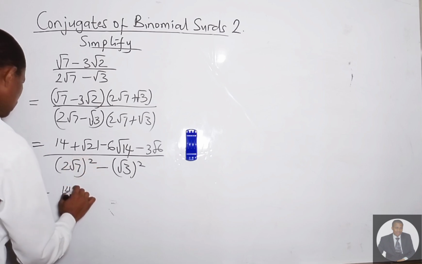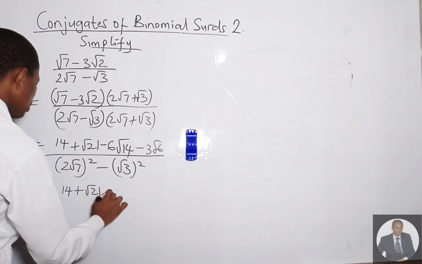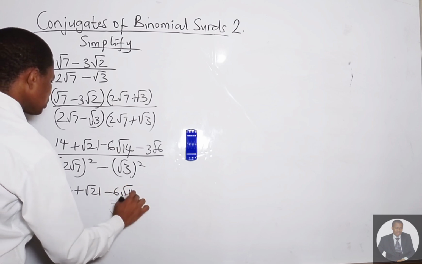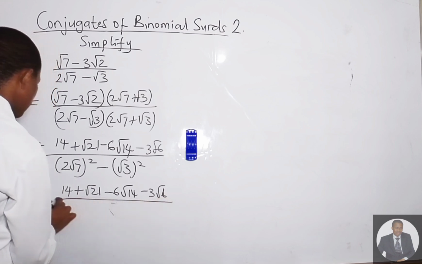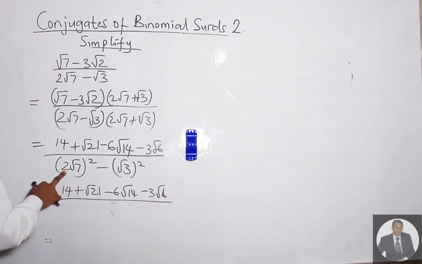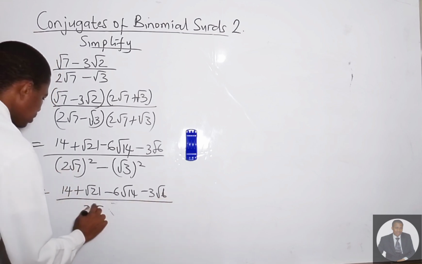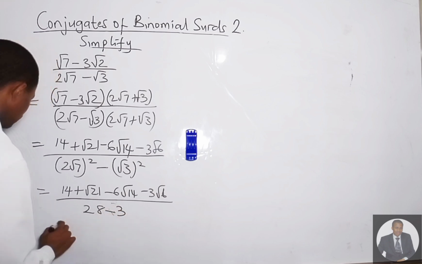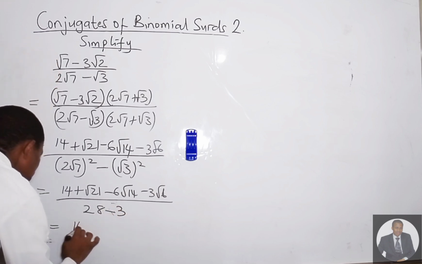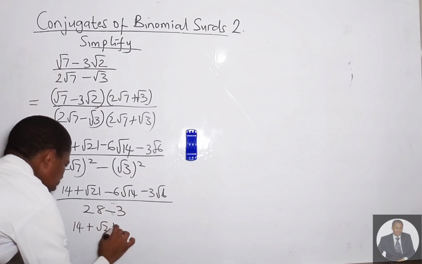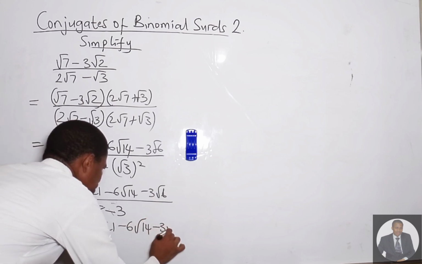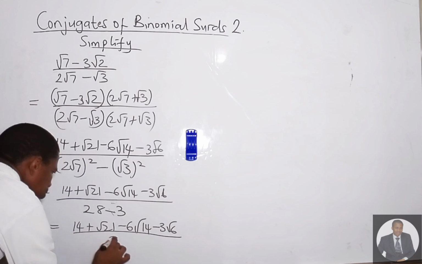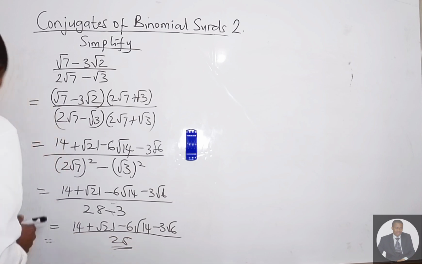14 plus root 21 minus 6 root 14 minus 3 root 6 over 2 times 2, 4. 4 times 7, 28 minus 3. That will give us 14 plus root 21 minus 6 root 14 minus 3 root 6 all over 25. This will be the answer in this way.